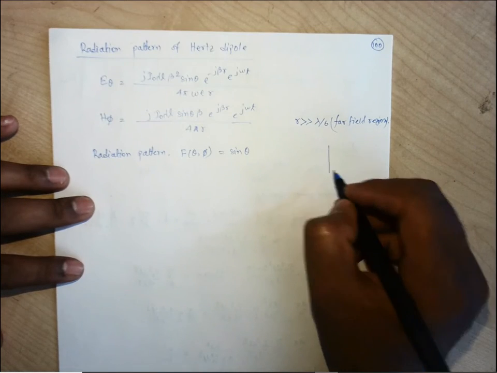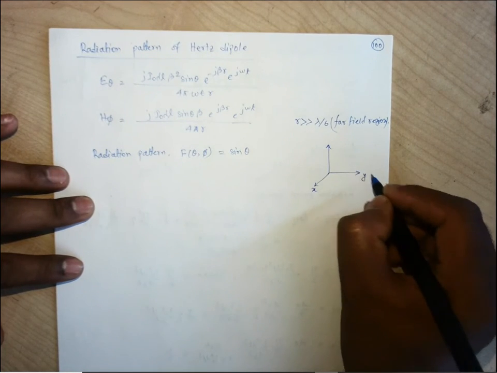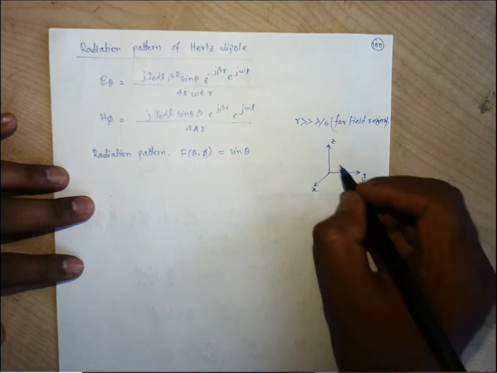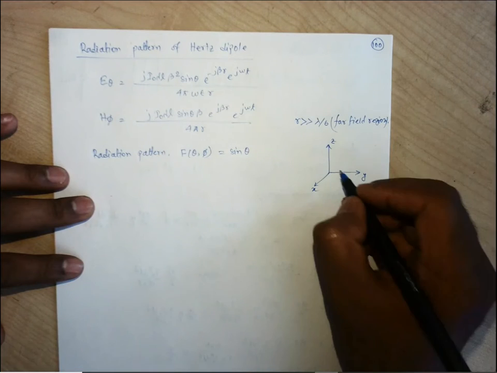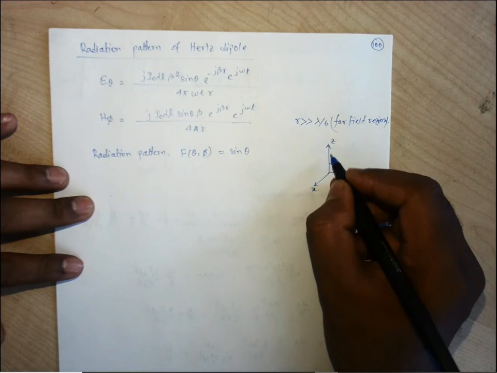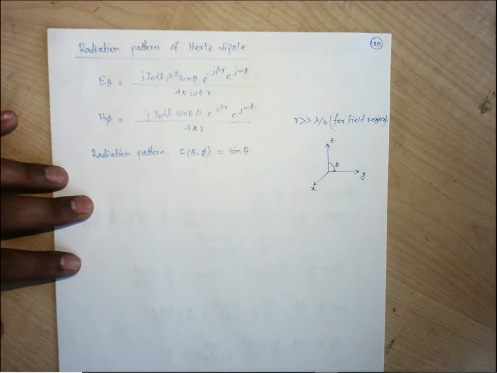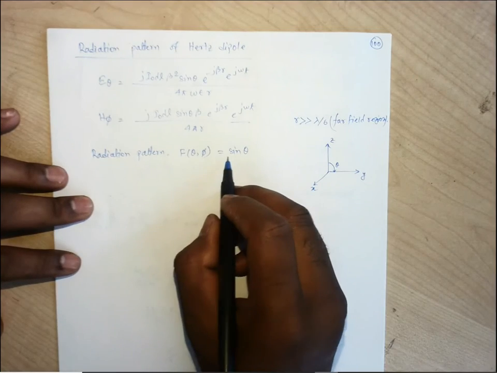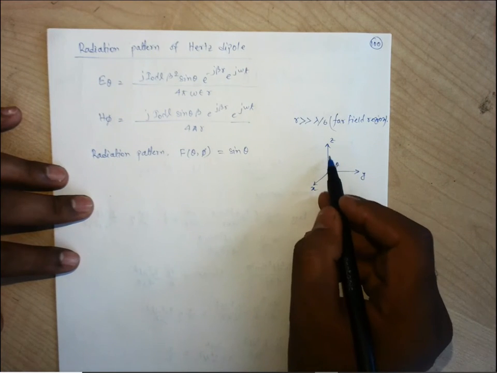Now if we consider this our coordinate system, we know theta varies from the z axis. If we go like this, it is a variation of theta. So along the z axis theta is 0. On the y axis theta is 90 degrees, right?